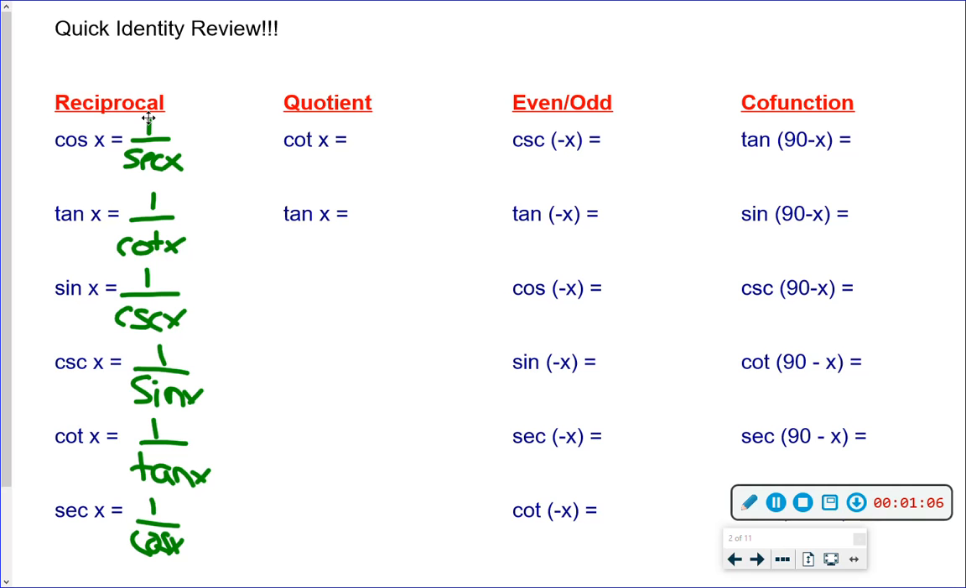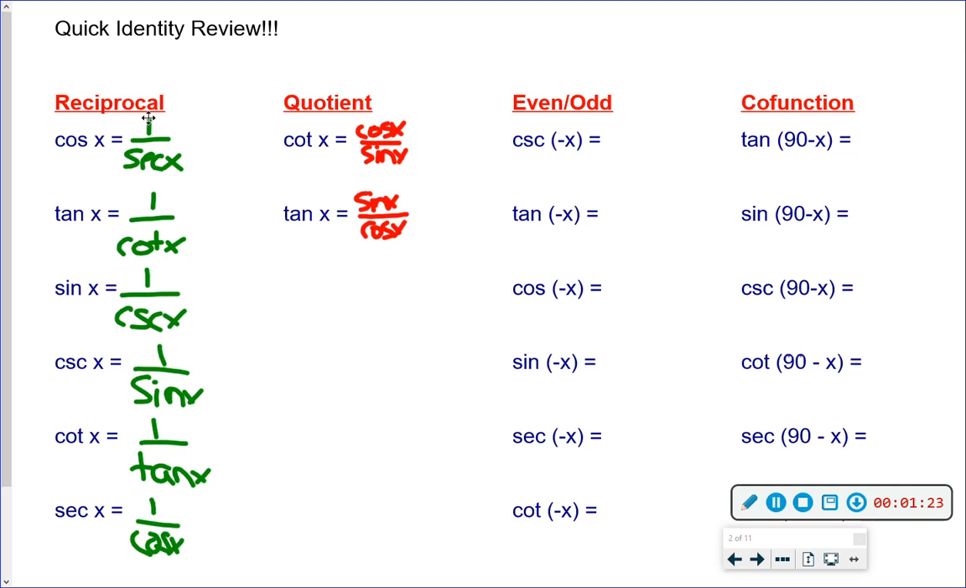Now, our quotient identities, we've used those last chapter. They're going to come up. We use probably tan a little bit more. Tan, of course, sine over cosine. But we will be using the one for cotangent, which, of course, is the reciprocal of tan. So cosine on the top, sine on the bottom.